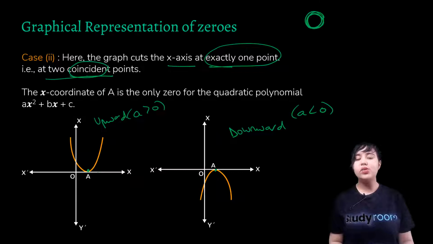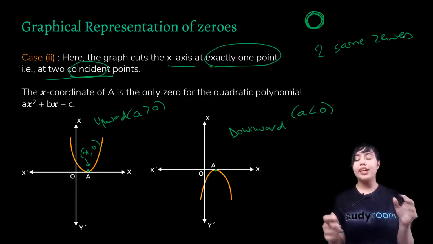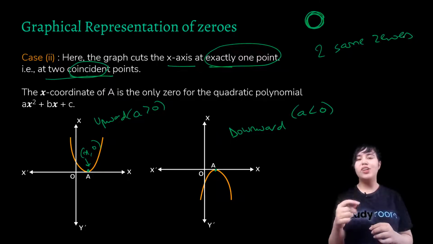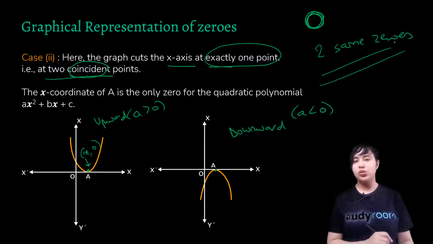How do you get the zeros? You look for the x-coordinates of such points and those are the zeros. So here you get 2 zeros, but they are the same. In the previous case where there were 2 distinct points where the curve was intersecting the x-axis, we were getting 2 distinct zeros. Here it's only intersecting at one point because actually the 2 points are coinciding. So we get the 2 same zeros.